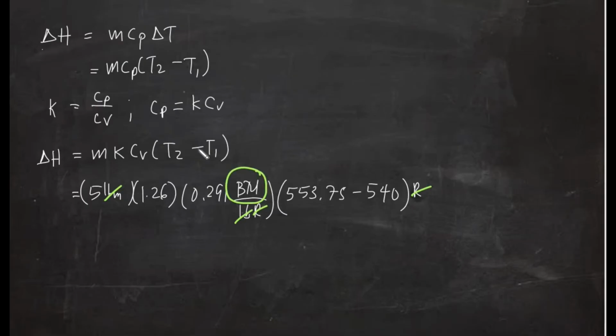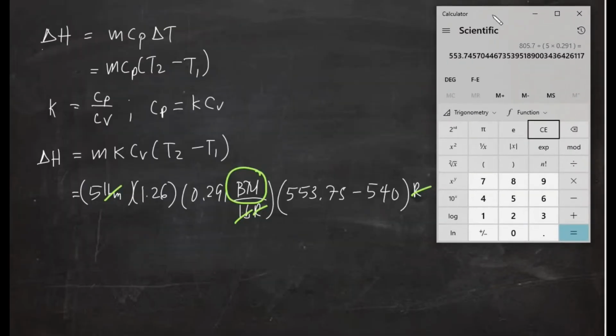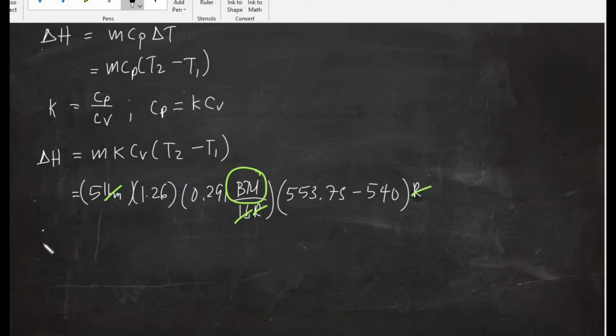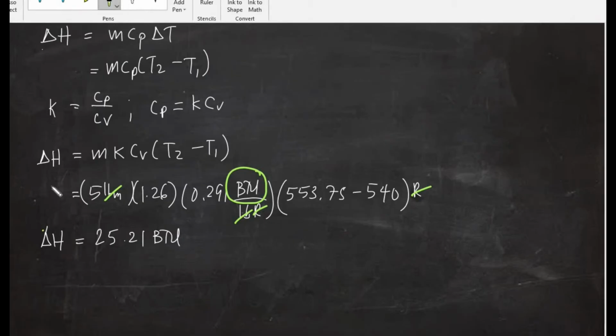Okay? So let's get our calculators again. You can also get your calculator and calculate along with me. So we have 5 times 1.26 times 0.291 times the quantity 553.75 minus 540. So the answer is 25.21 BTU. So delta H, or the change in enthalpy, is equal to, again, 25.21 BTU. Okay?